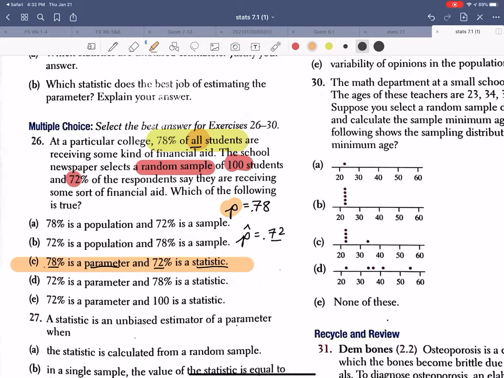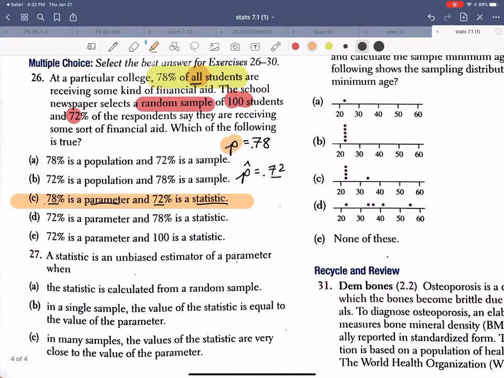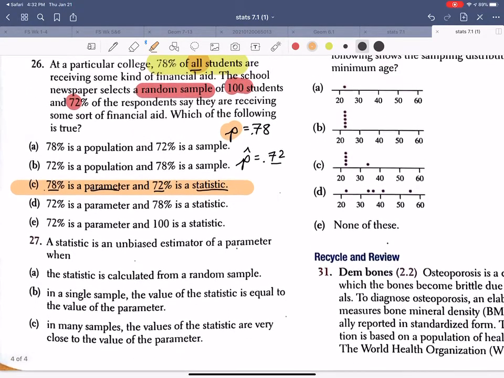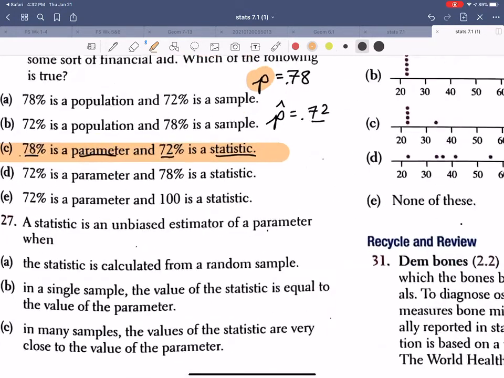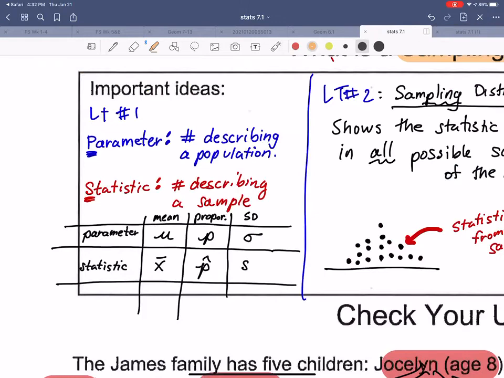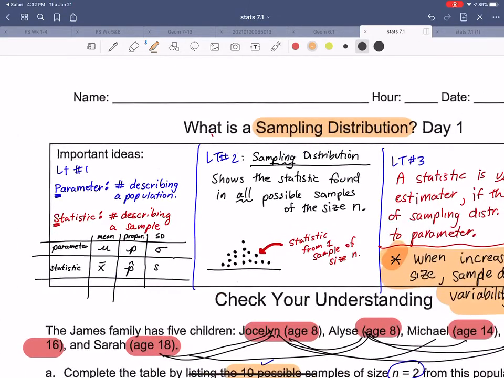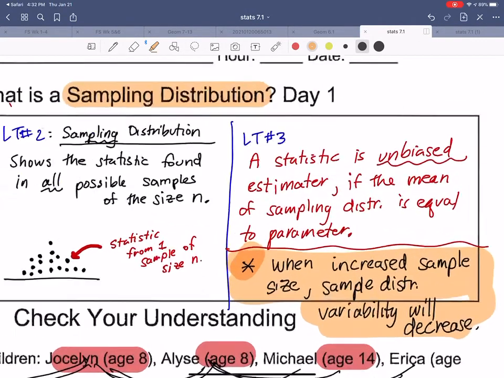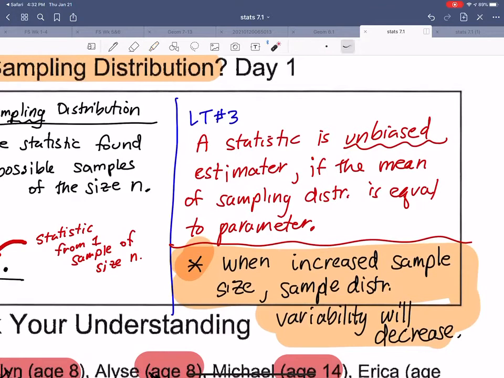All right, based on our notes, number 27: a statistic is an unbiased estimator of a parameter when... Okay, so that came up in the notes. A statistic is an unbiased estimator if the mean of the sampling distribution is equal to the parameter.